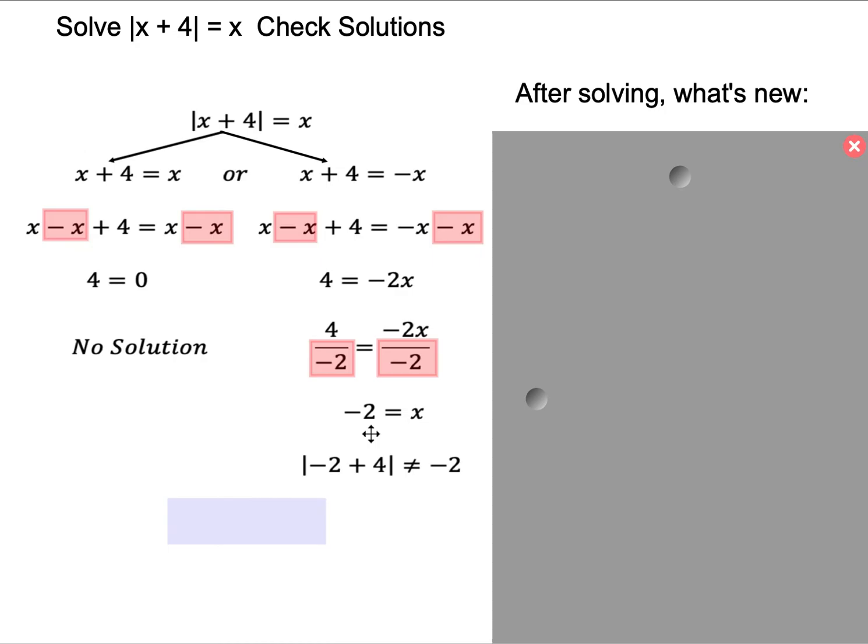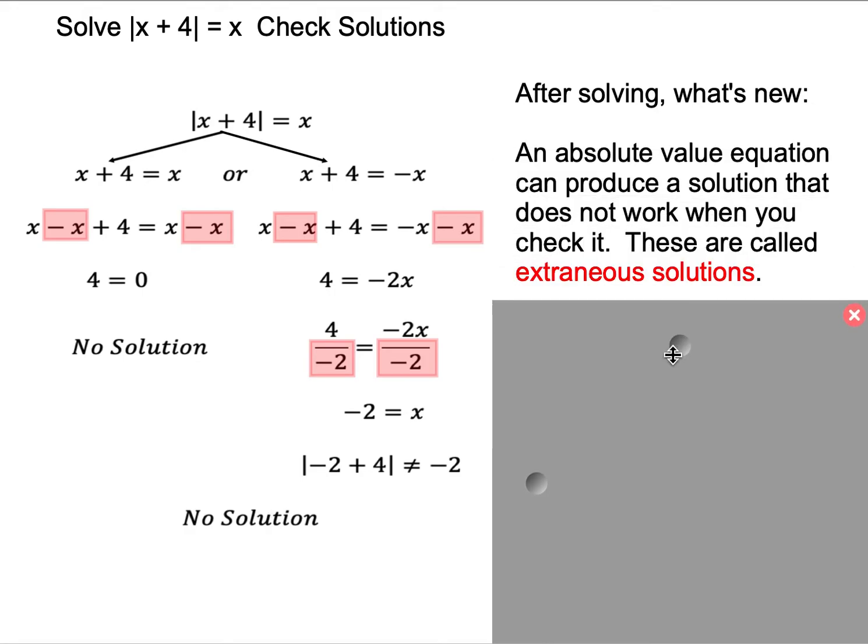Now, that does give us a solution with the math, but we've got to plug it in and see if it works. We get negative 2 plus 4. That is 2. Absolute value is 2. 2 does not equal negative 2, though. So this one, in all, has no solution. So what's new?